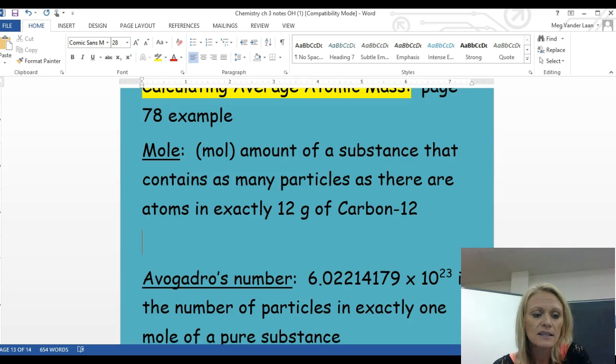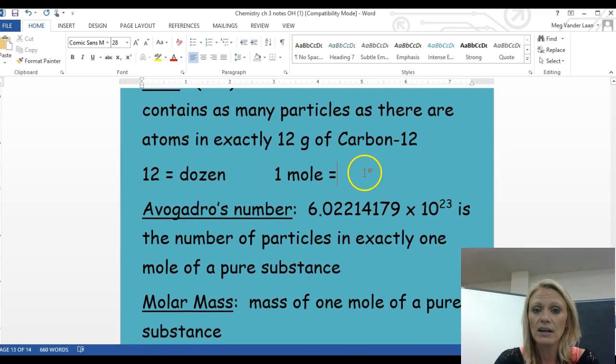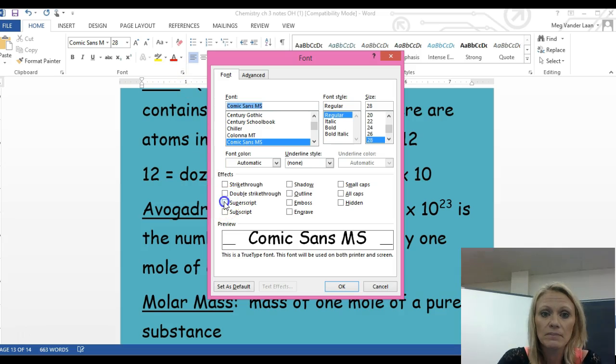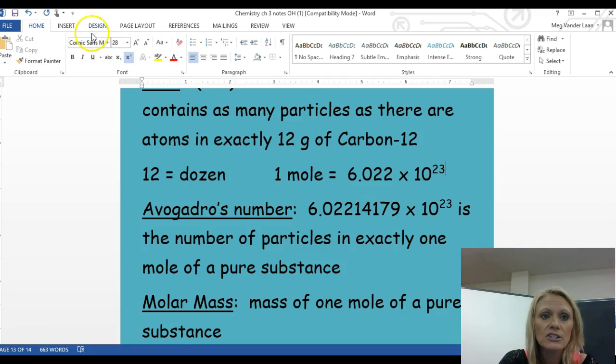It is like saying if I have 12 of something, we call that a dozen. So if I have 1 mole of something, we have what we call Avogadro's number of that particle. And that would be 6.022 times 10 to the 23rd. That's a very large number.